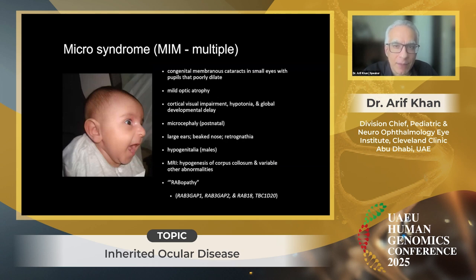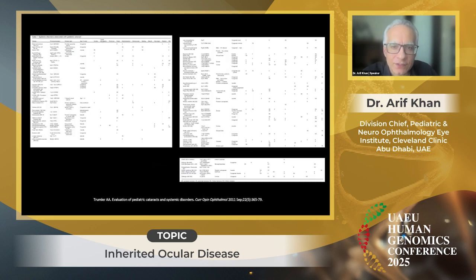They're congenital membranous cataracts, and the pupils poorly dilate. Another example of a child who has cataract in the setting of syndrome, and it's obvious the child has a syndrome. There are many, many different syndromes that are associated with pediatric cataract. And here's a partial list of some of them. This is not meant to be read. This is just to highlight how many there are out there.